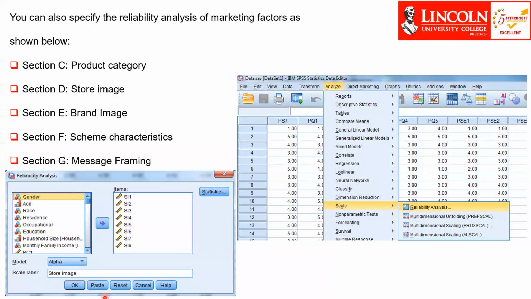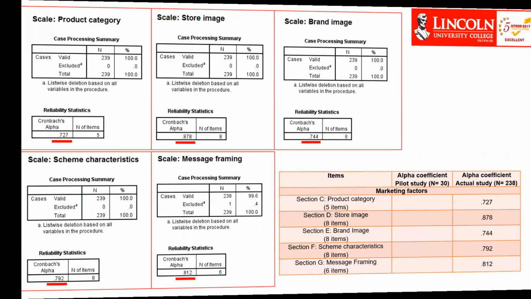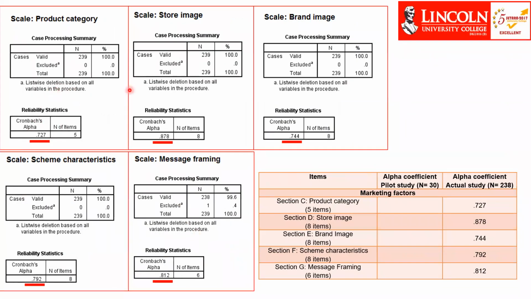So now, for this particular one, for store image, you can do something like that. Of course, you go to Analyze, Scale, Reliability, just the same thing. Then you choose whatever items you want, enter your label, and just click OK. And once you do that, you have all sorts of output.